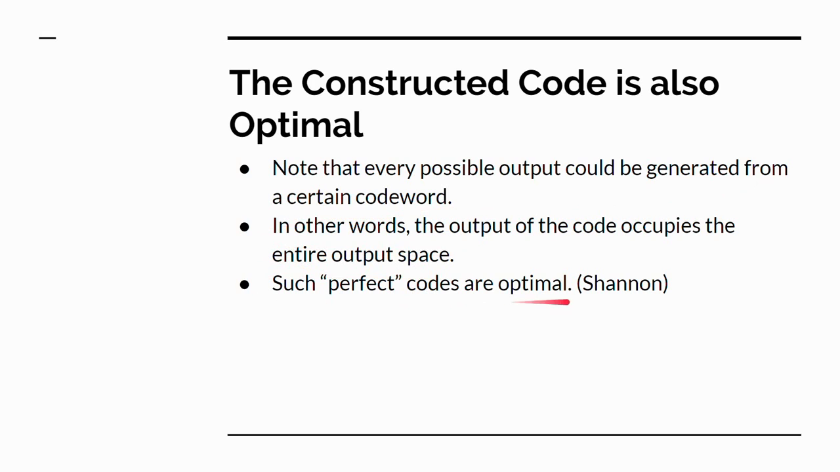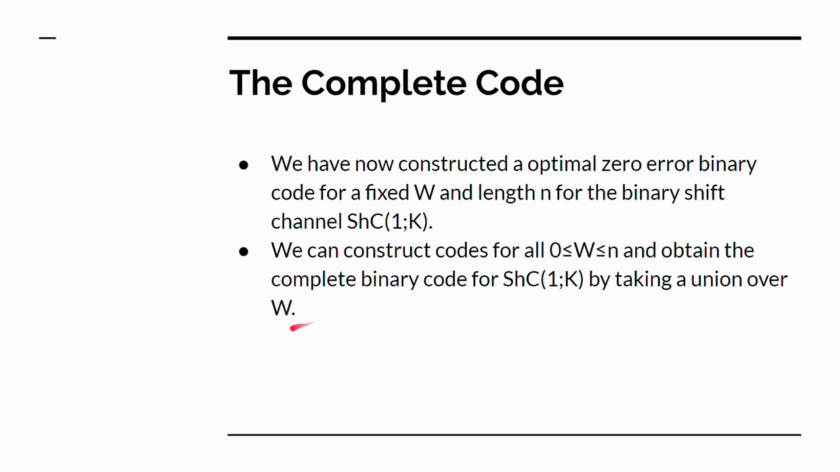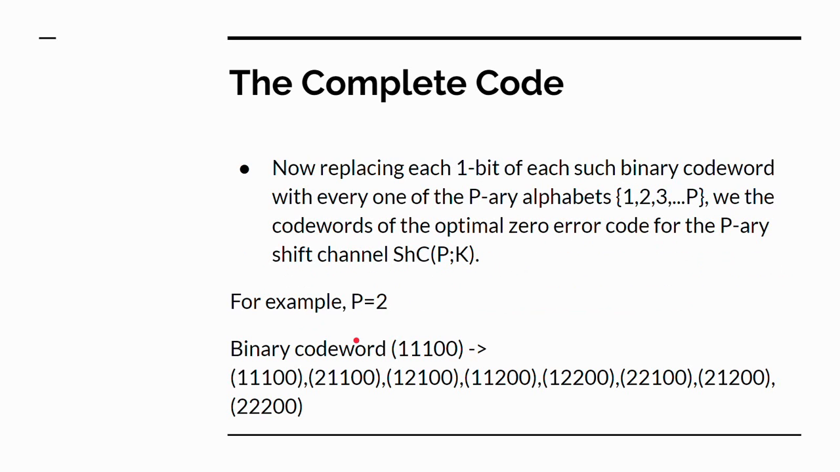It was shown by Shannon that zero error codes whose outputs occupy the entire output space are optimal. Using this zero error binary code constructed for the fixed weight w for the binary shift channel, we can construct codes for the complete shift channel by taking a union over w's. Now that we have the code words for the binary shift channel, the input sequences with P-ary alphabets, which have the indicator functions as these code words, are the optimal code words of the P-ary shift channel. And they are obtained by replacing every one bit of the binary code words with every element of the P-ary alphabet. Thank you.